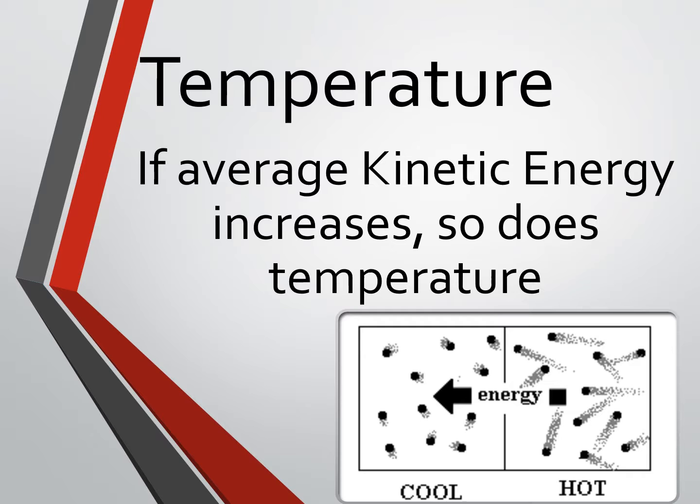So when you look at this diagram, on the left, you can tell it doesn't have a lot of movement. It's going to be slow. That means it's going to be a cool temperature. As opposed to if you have hot temperature, we have molecules moving around really fast. And so we know that this indicates a higher temperature.